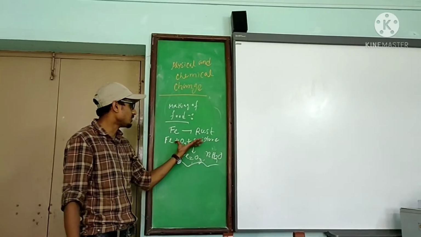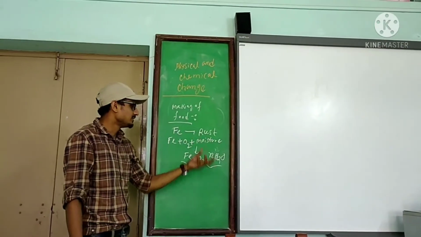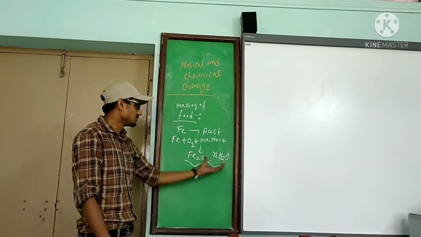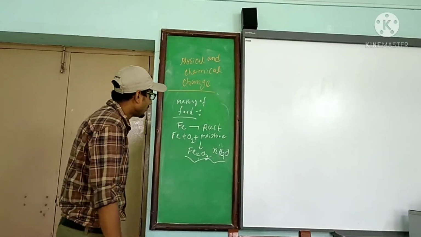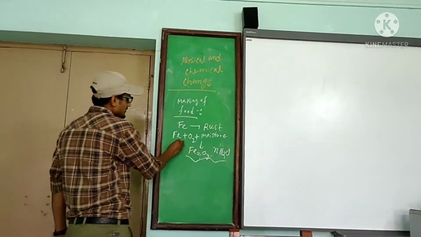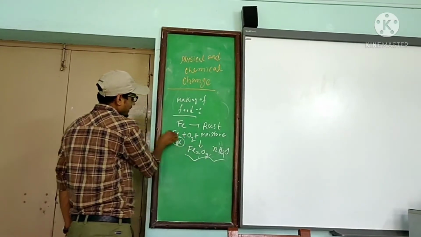Iron is reacting with oxygen and moisture to form ferric oxide with crystal water. So it is the formula of rust. So in memory this is known as the formula of rust. What is the formula of rust?